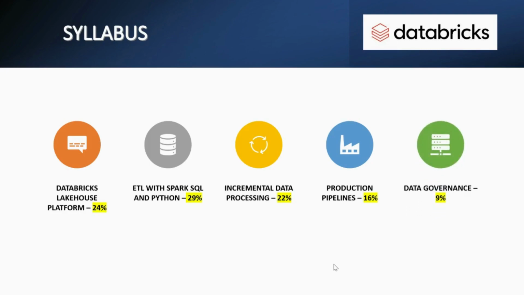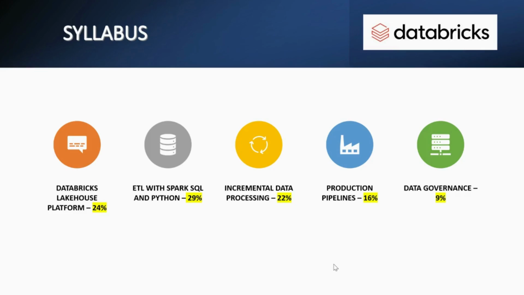So the maximum number of questions you will get is from ETL with Spark, SQL, and Python, that is 13 questions. And then you will get 11 questions from the Databricks Lakehouse platform. The least amount of questions you will get is from data governance, which is 4, and then the production pipeline, which you will have only 7 questions out of 45.